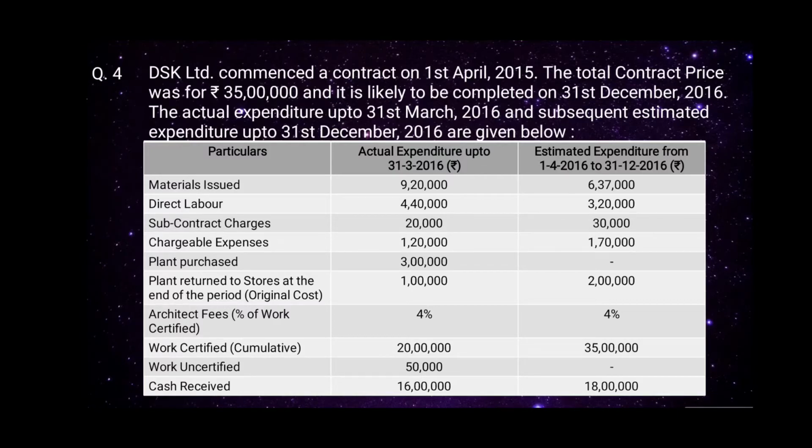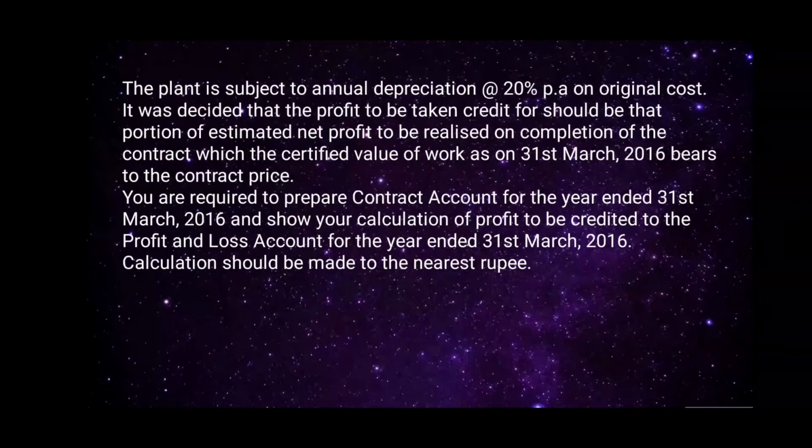So in the given table the expenses are given for the contract. For the actual contract, actual expenditure up to 31st March 2016 is given, and estimated expenditure for 1st April 2016 to 31st December 2016 is given. The plant is subject to annual depreciation at the rate of 20% per annum on original cost.